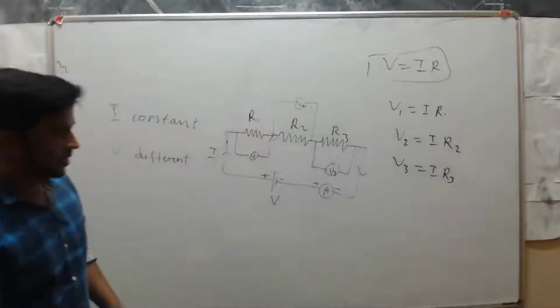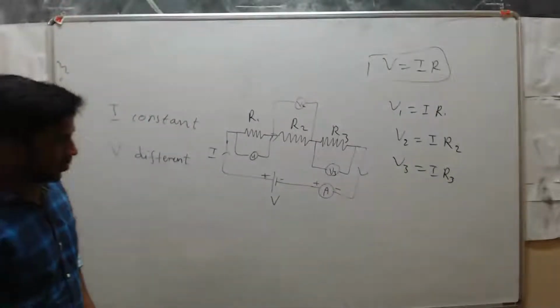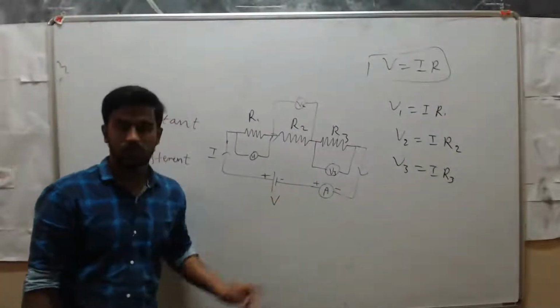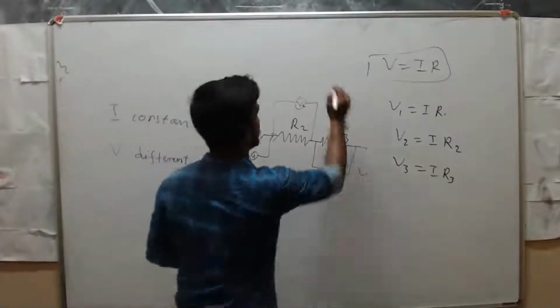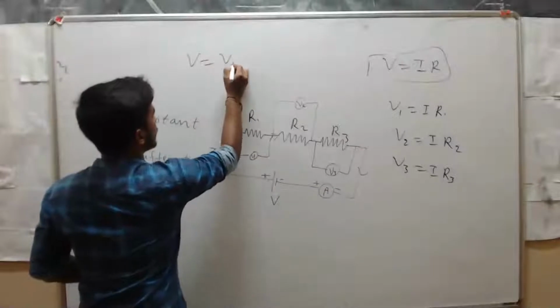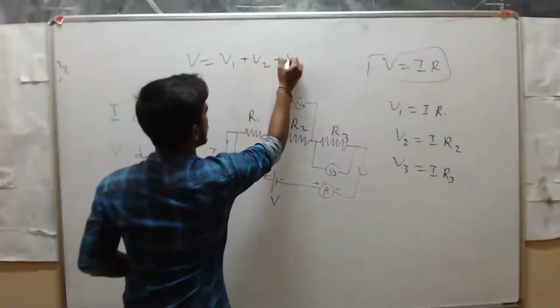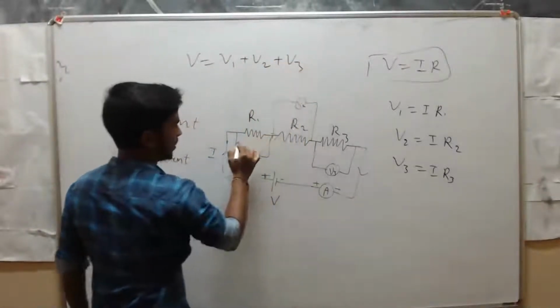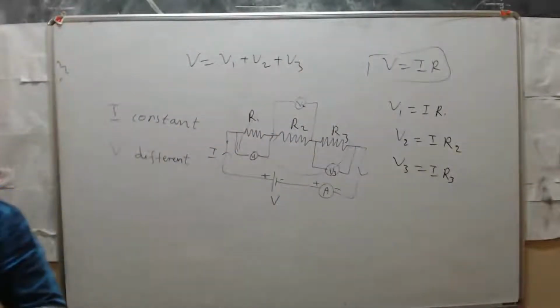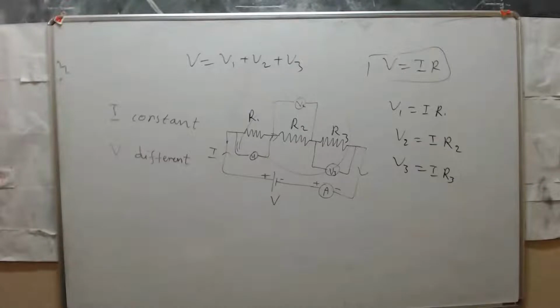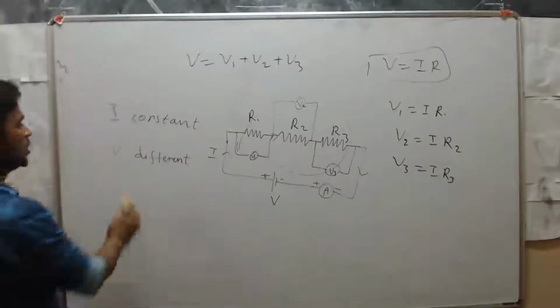In the previous class also we had studied that the voltage in the circuit is equal to the sum of the voltages across the individual resistors, that is V is equal to V1 plus V2 plus V3. When you add these values, you will get the total voltage in the circuit. Next, move to resistors in parallel.